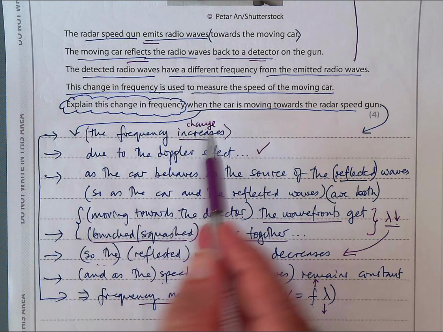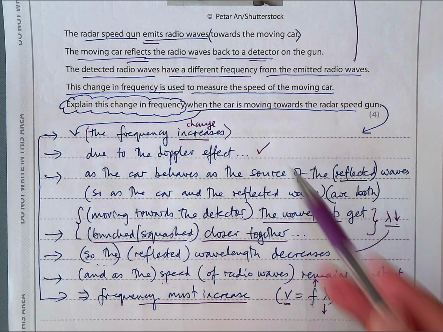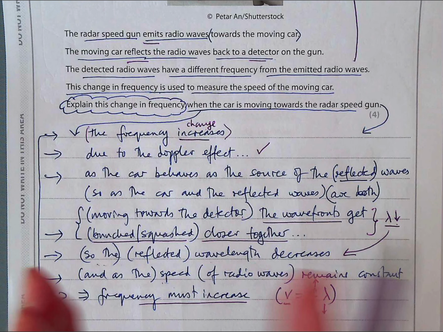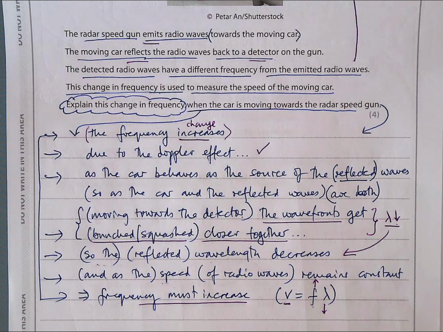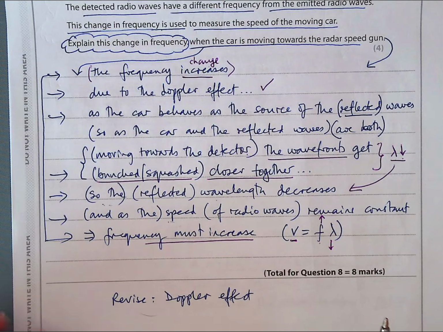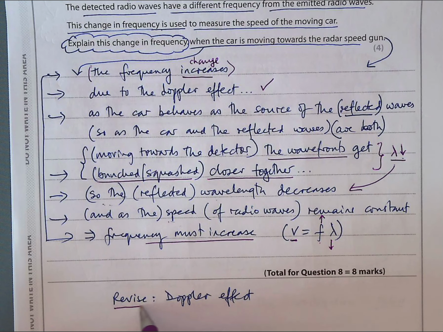So if you're saying the frequency is going to change, but you're not sure how, then you can analyze how it's changing. It's easier for students to understand that the waves get squashed and the wavelength gets shorter as it's moving towards you. If it's moving away from you, the wavelength gets stretched. If you find this confusing, you need to go and revise the Doppler effect.